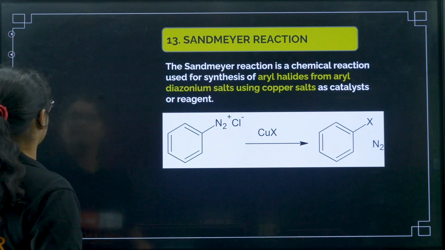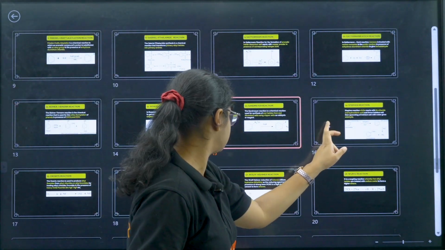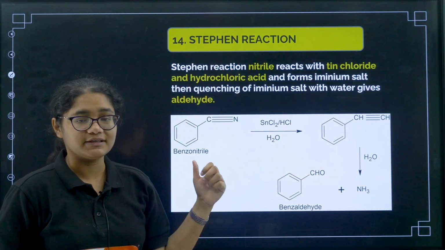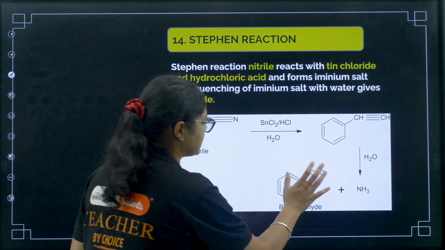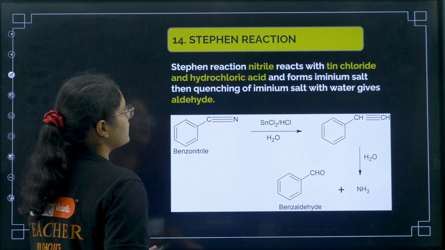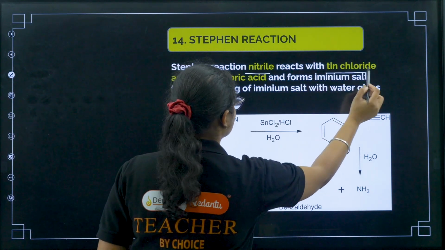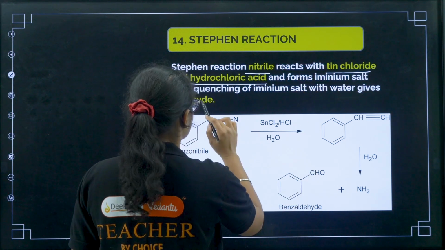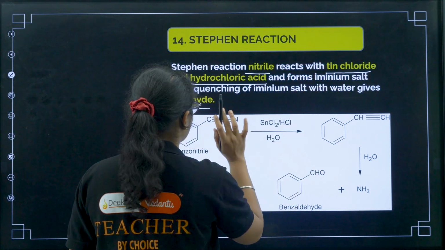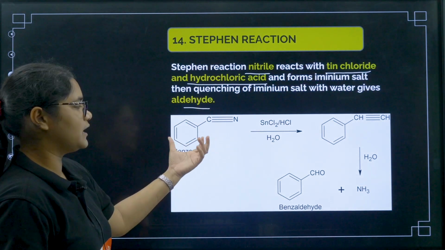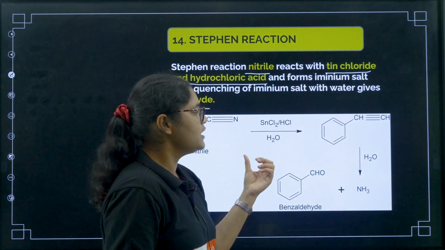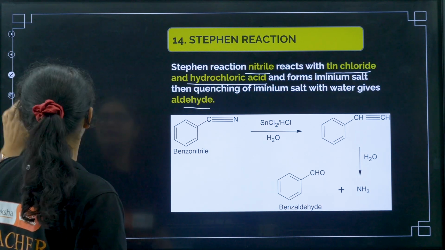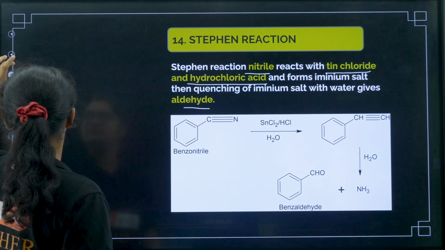Then we have Stephen reaction, after Sandmeyer reaction. The Stephen reaction is for the preparation of benzaldehyde from benzonitrile. Nitrile reacts with tin chloride and hydrochloric acid to form iminium salt, then quenching of iminium salt. You do not have to write this much, just write benzonitrile reacts with SnCl2 and HCl to give you benzaldehyde. Okay, Stephen reaction.